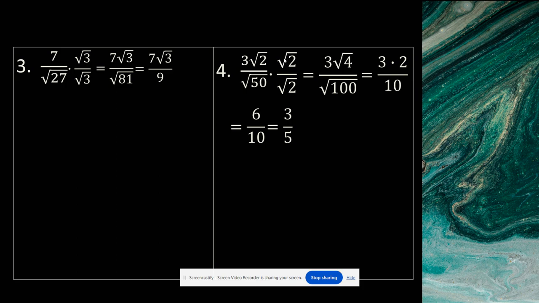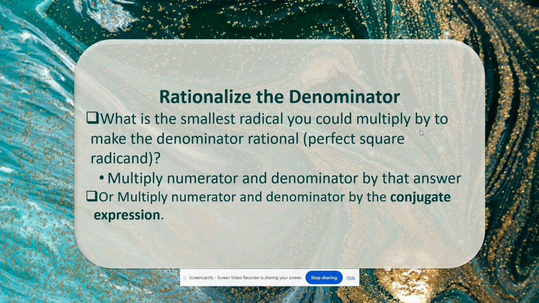Okay, so a couple big takeaways here. What is the smallest radical you can multiply by to make the denominator rational? Okay, we want that perfect square in the denominator. So we need to multiply the numerator and denominator both by that answer. Or you can multiply the numerator and denominator by the conjugate expression. We actually didn't use too many conjugates in those examples, but that first checkbox is really where we hit hard. We need to find the smallest radical we can multiply that denominator by, and whatever we choose in order to get that perfect square, we need to put in our numerator too, in order to multiply the numerators as well. Okay, and that is it for today's lesson, guys.